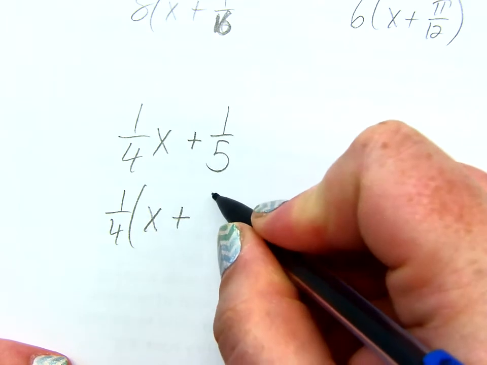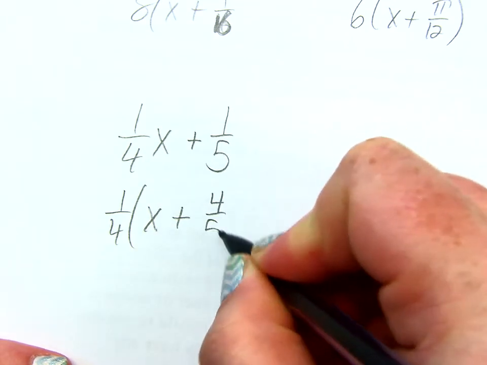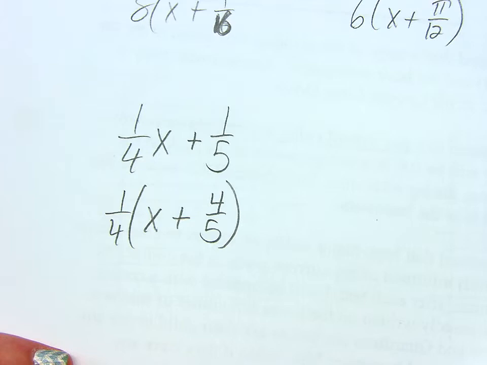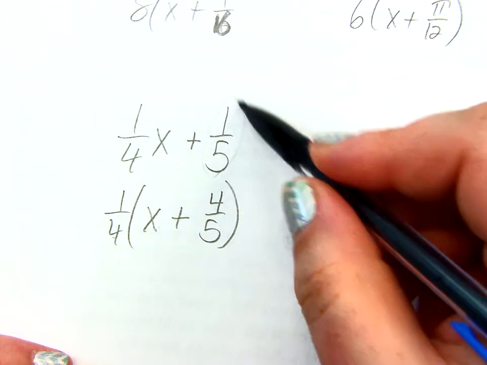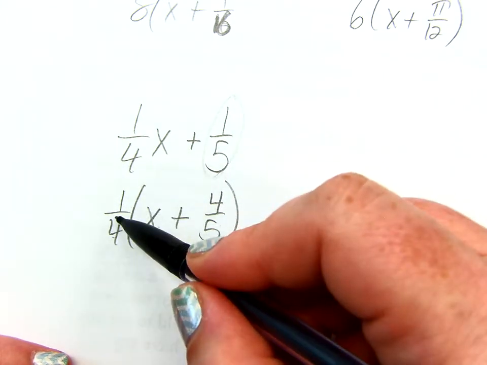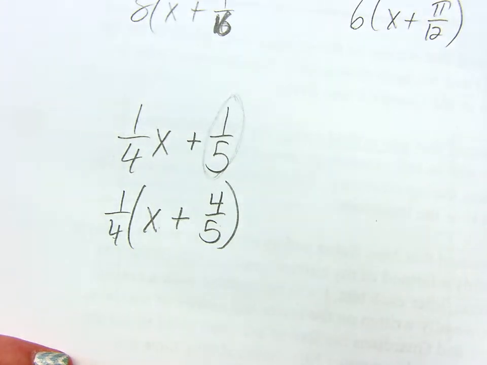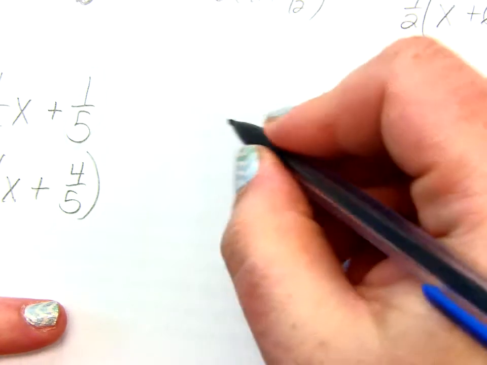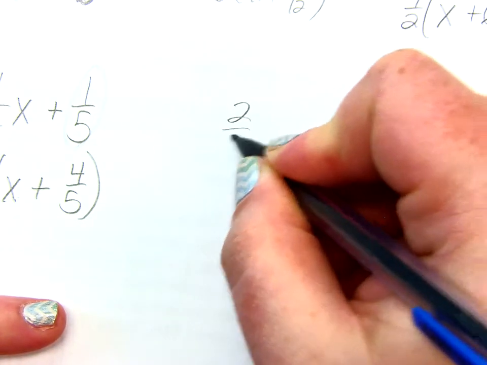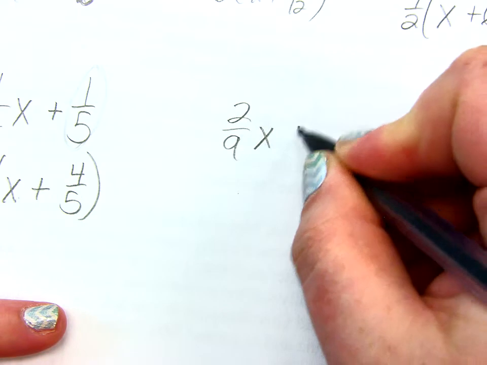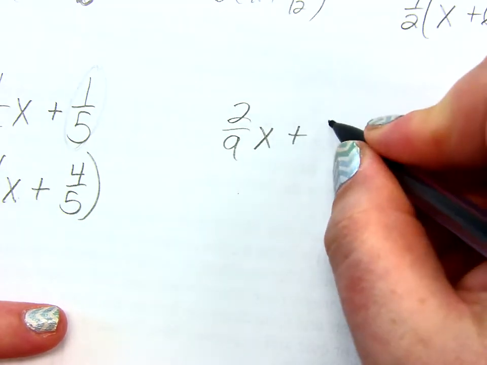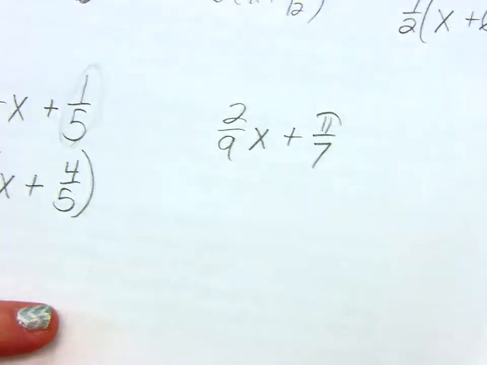X plus 4/5, you say? That's what I said. Well, I can very quickly check them by just distributing it back in. Does it work out? Yeah. So again, you're just taking this number and you're dividing it by 1/4. But dividing by 1/4 is the same thing as multiplying by 4. Okay, one more and then we'll go back to the graph. Say you had, oh, I don't know, 2/9 x plus pi over 7.